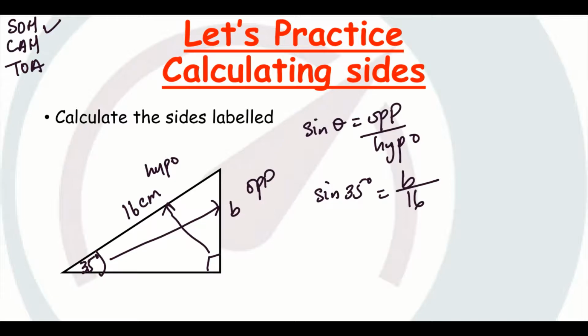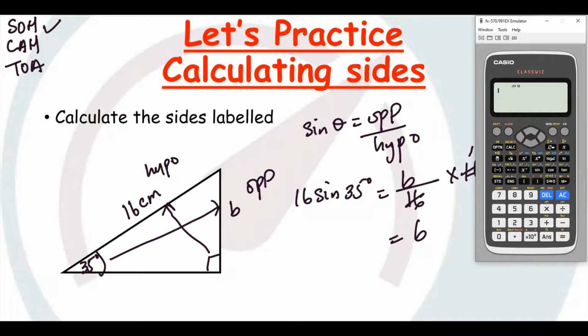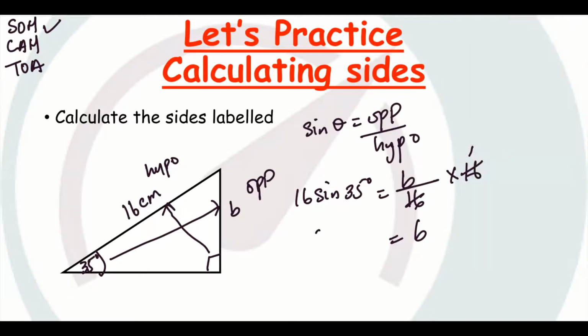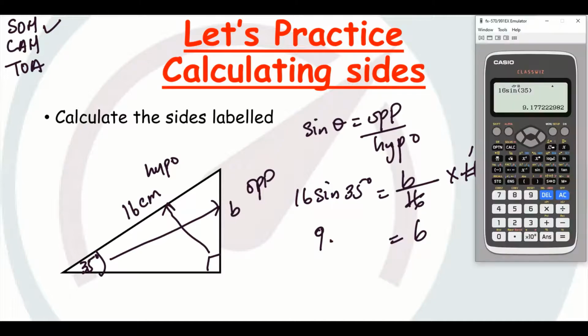From here, you're using just basic transposition to find your answer. How would we find the side B? In order to find B, we can multiply both sides by 16. If I multiply both sides by 16, 16 into itself goes once, and I'm left with only B over here. Then on our calculator we can calculate 16 sine 35, and that's equal to 9.177.